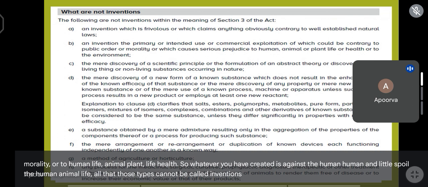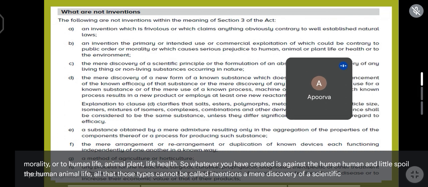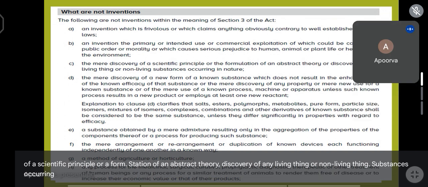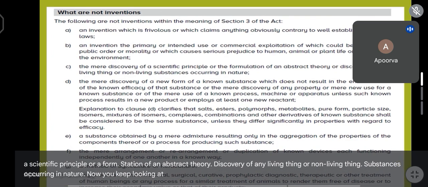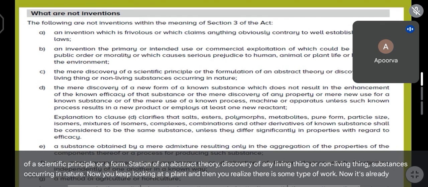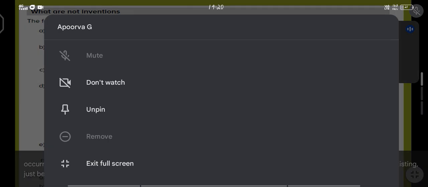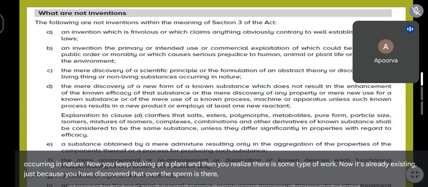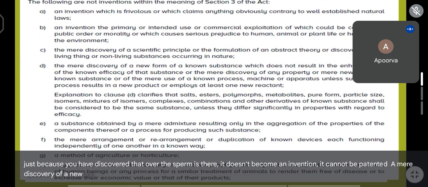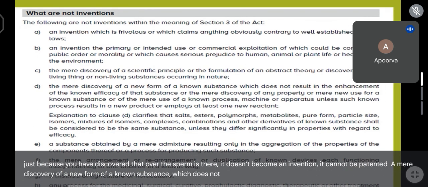A mere discovery of a scientific principle or a formulation of an abstract theory, or discovery of any living or non-living substance occurring in nature. Now you keep looking at a plant and then you realize there is some type of worm. Now it's already existing. Just because you have discovered that, oh, this worm is there, it doesn't become an invention. It cannot be patented. A mere discovery of a new form of a known substance which does not result in an enhancement of a known efficiency.